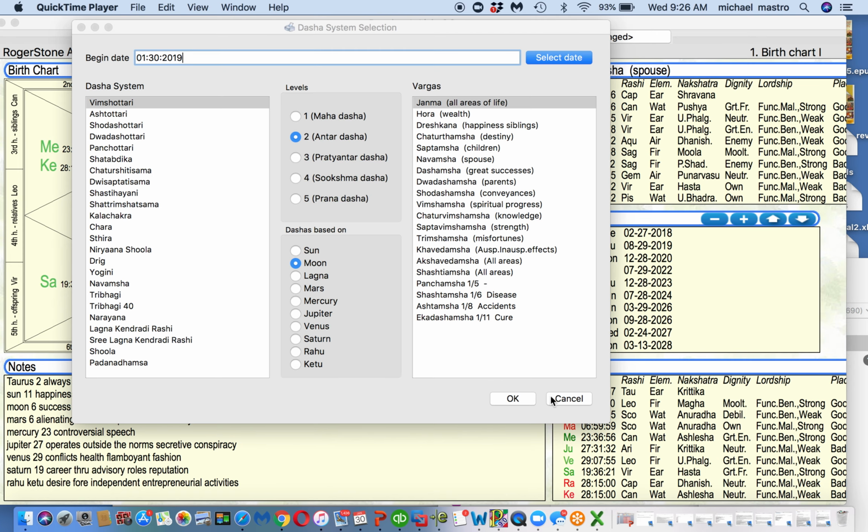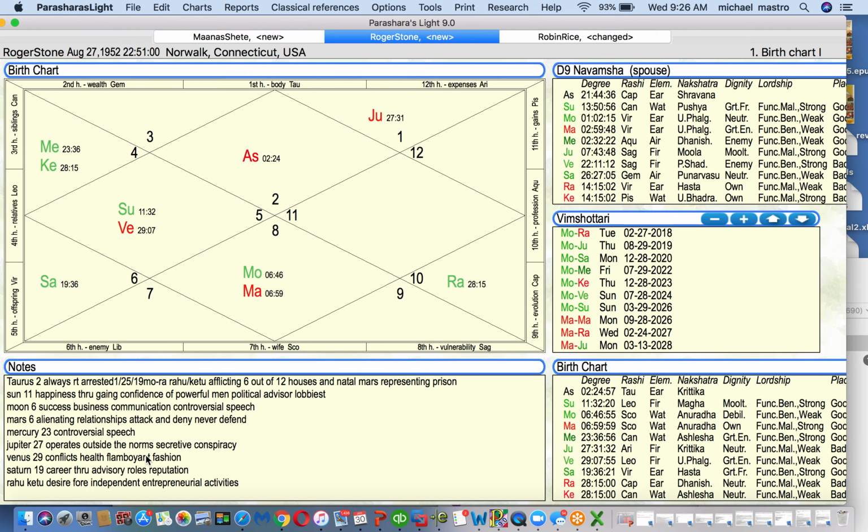And because it is placed here, it means that he can educate or advise people. Rahu and Ketu bring desire for independent entrepreneurial activities. Ketu's here. Desire for a good fortune. Strong influence of others.